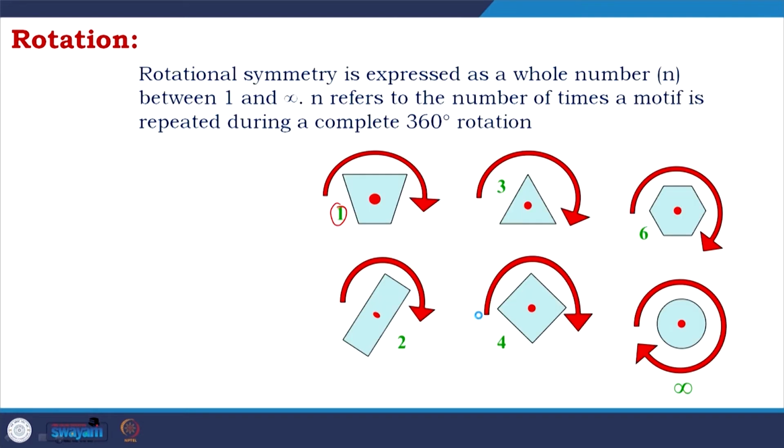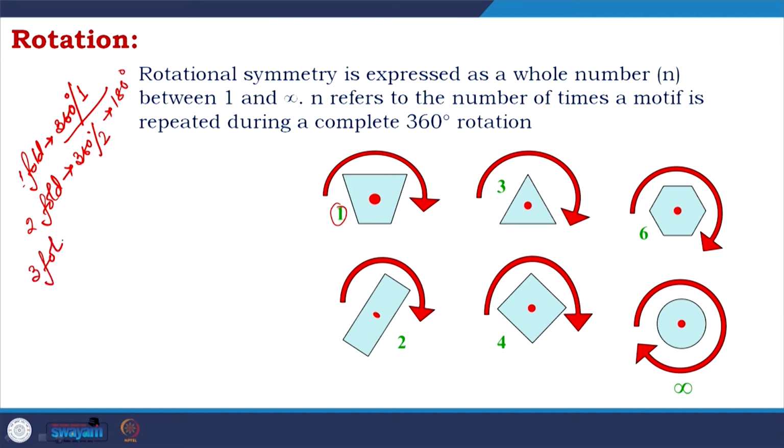Rotational symmetry is expressed as a whole number n between 1 and infinity. n refers to the number of times a motif is repeated during a complete 360 degree rotation, which means if it is one-fold, it is 360 degrees divided by 1, the rotation. Two-fold, the rotation is 360 degrees divided by 2, which is 180 degrees.